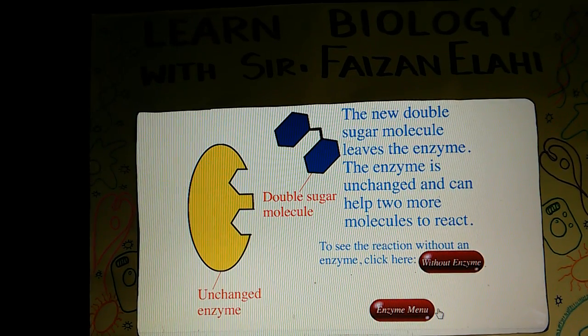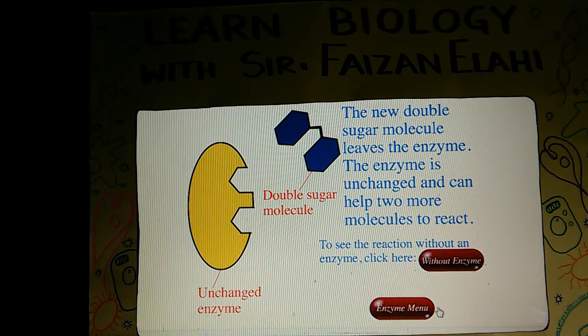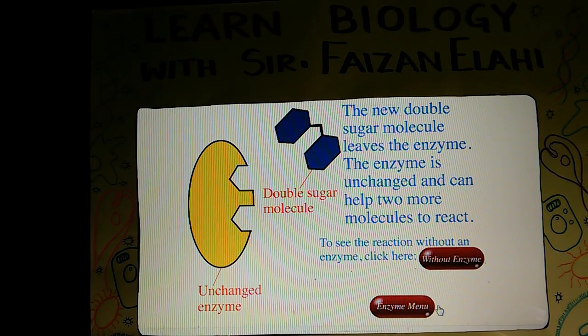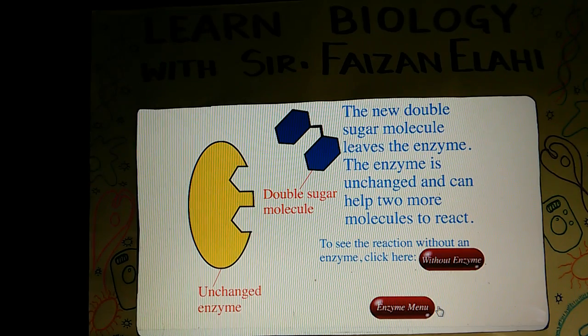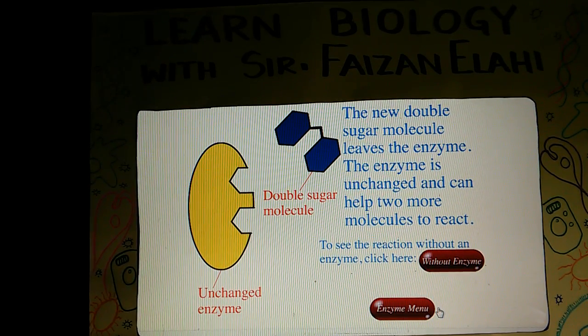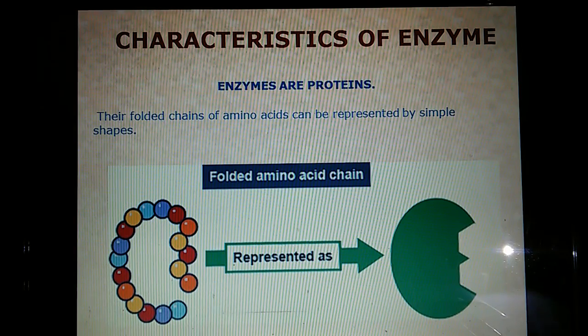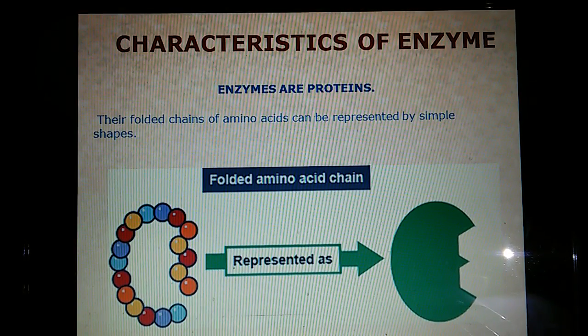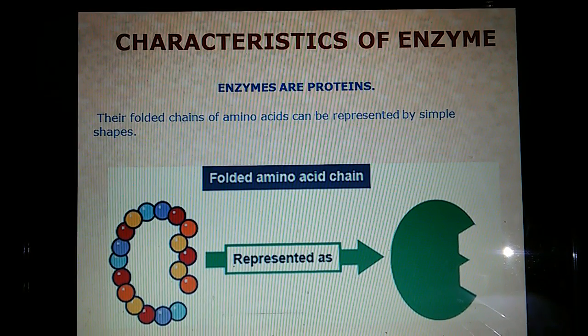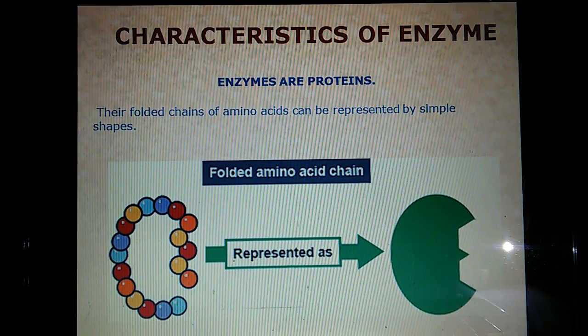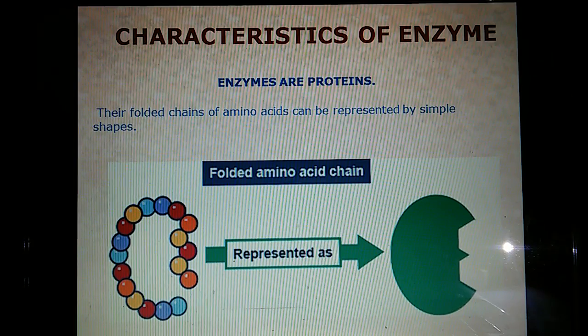And the second very important thing in this slide, you observe that there is no change in the structure of the enzyme. It means the enzyme remains the same. It is unchanged. It does not alter. So we have understood that enzymes are actually involved in chemical reactions, but they do not alter, but they speed up the rate of reaction.